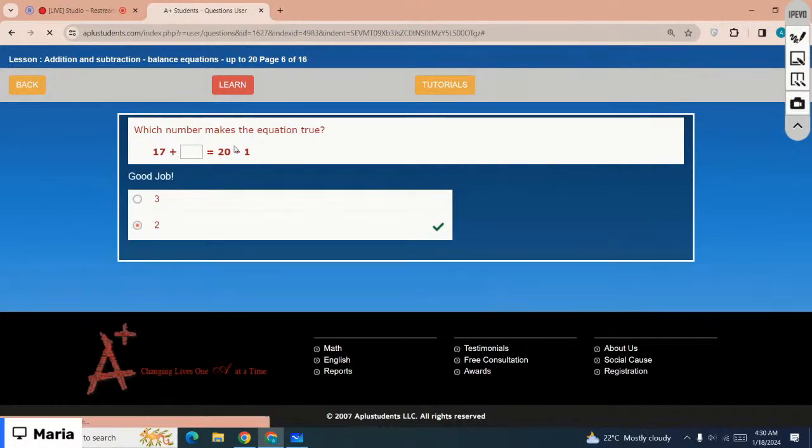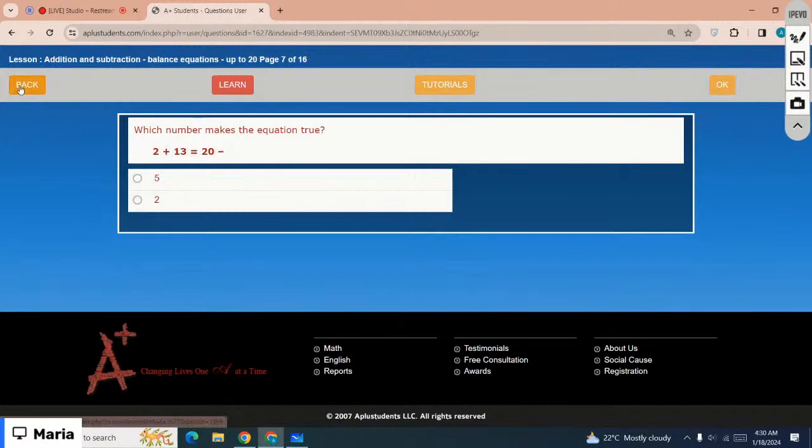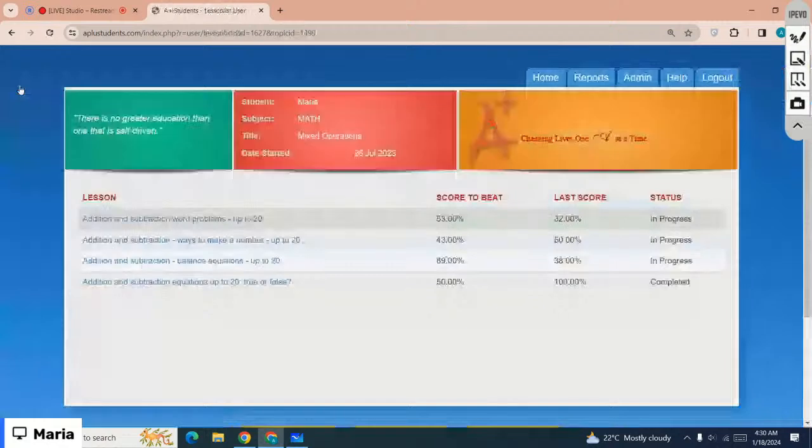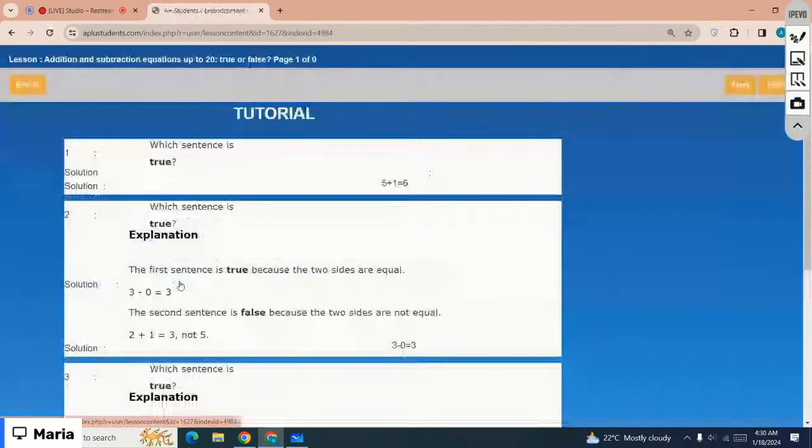Okay, you can complete the lesson by yourself later today. Let me just move on to the next lesson. The next lesson is addition and subtraction equations up to 20, true or false. So let's just start with the lesson. You are given sentences, equations, and you just have to see if they are true or false, right?